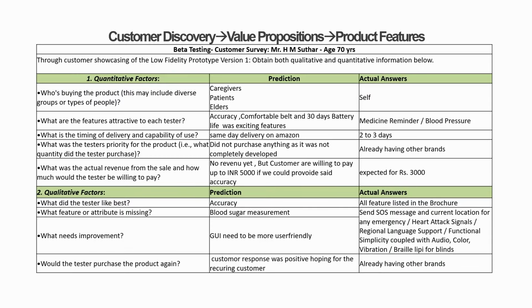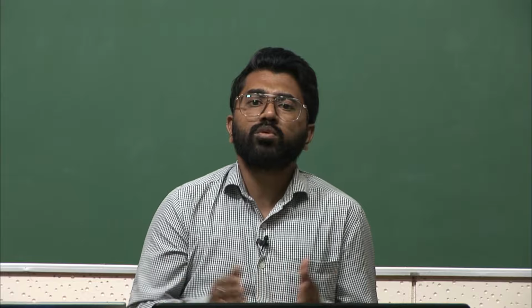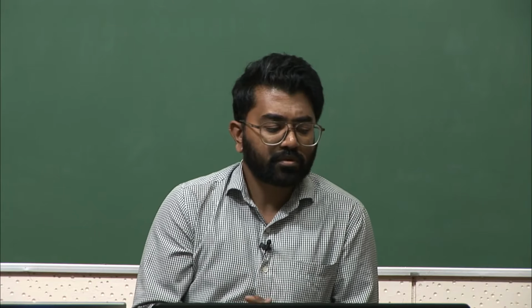And they had also recommended Braille Lipi for the blind. This particular participant had access to some of the population who were visually impaired, and he wanted an extra feature with some Braille Lipi also possible. So not all of these the company has to consider, but a few of these are nice pointers to look at what the target segments are, right.